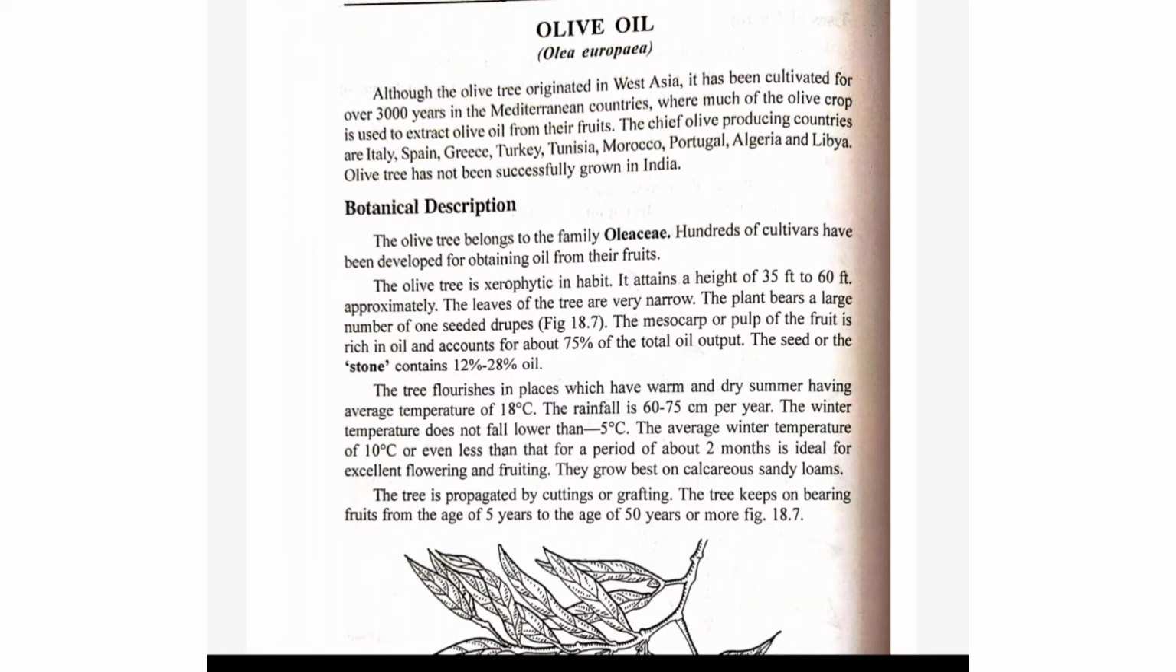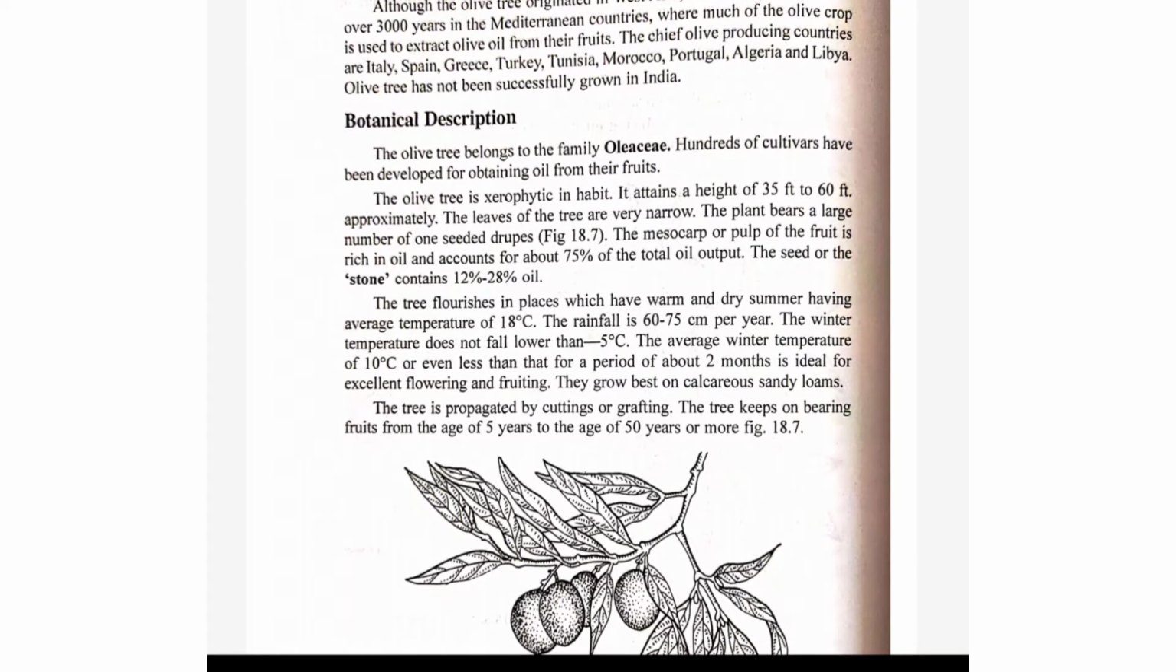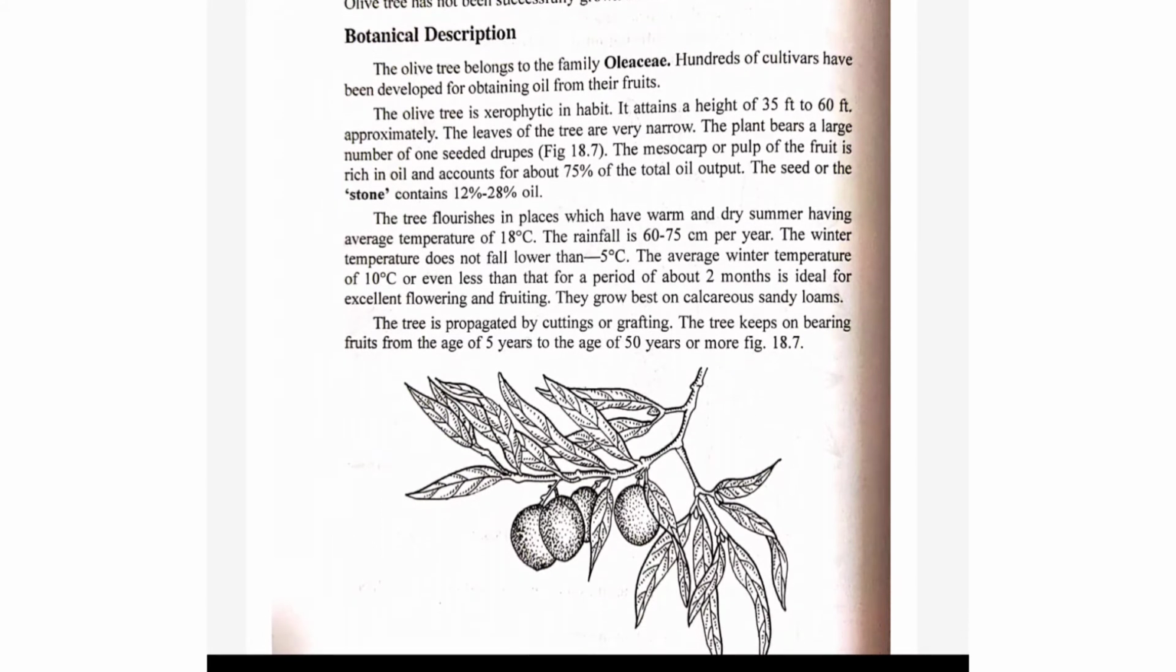Next we discuss the botanical description, which means the morphology. You can see the olive plant in this picture. The olive tree belongs to the family Oleaceae. The habit is generally a tree, and it belongs to the family Oleaceae.